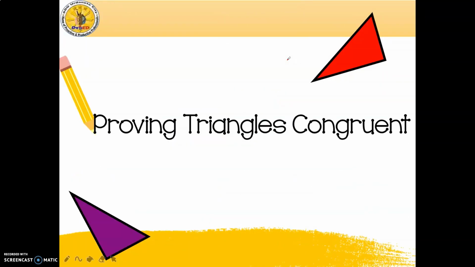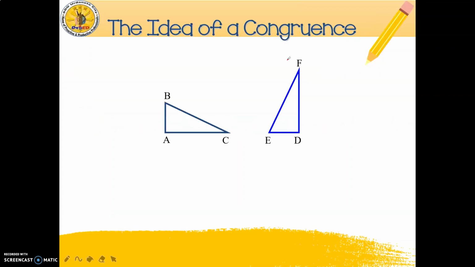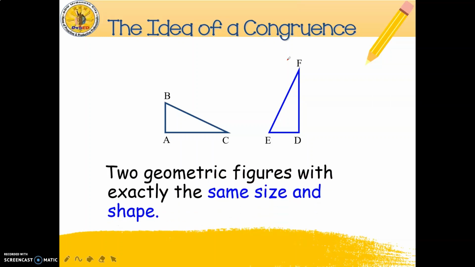How do we prove triangles congruent? Now let's have a short review on the previous discussion about congruent triangles. Earlier, you learned that two geometric figures are said to be congruent if and only if they have exactly the same size and shape regardless of its position.